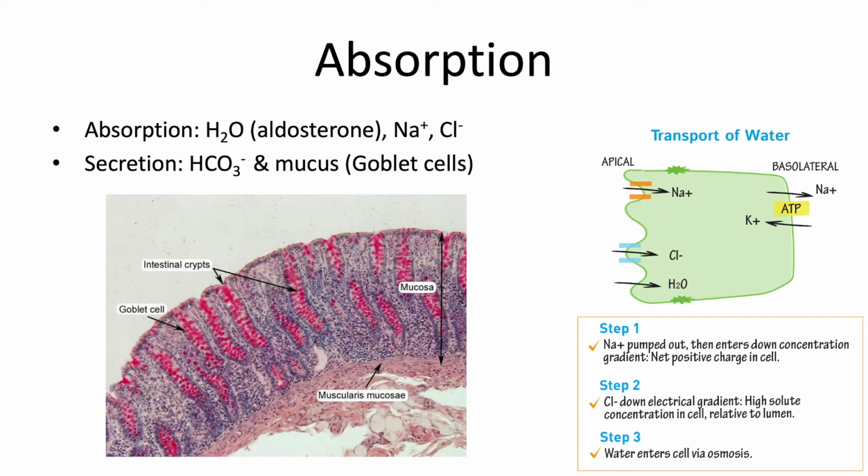Now we're going to look at the absorption of the large intestine. Small intestine already absorbs 90% of the water. So the large intestine then absorbs the remaining water through the process of stool formation. Water is absorbed through an osmotic gradient, which has the same mechanism as in the small intestine.